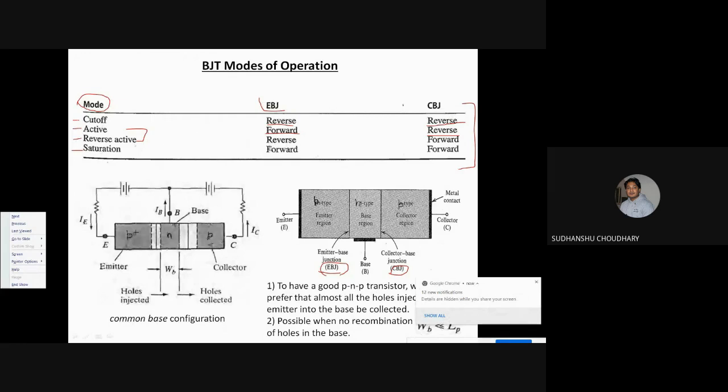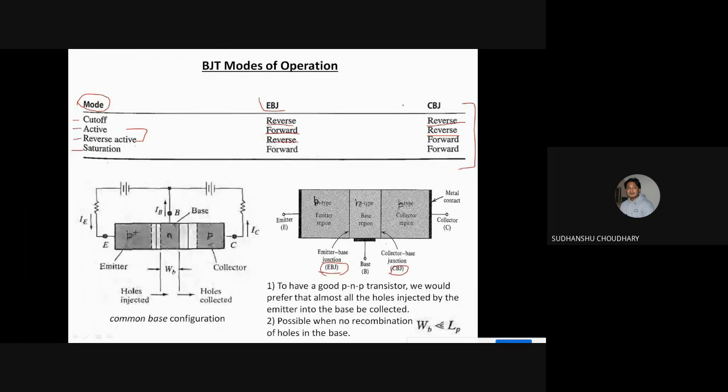Now for reverse active mode: reverse active is achieved when the emitter base junction is reverse biased and the collector base junction is forward biased. Similarly, saturation mode is achieved when the emitter base junction is forward biased and the collector base junction is also forward biased, that is, both junctions are forward biased. Then you have a saturation mode. When both junctions are reverse biased, you have a cutoff mode. Active mode is when the emitter base junction is forward biased and the collector base junction is reverse biased. And then similarly the reverse active mode.